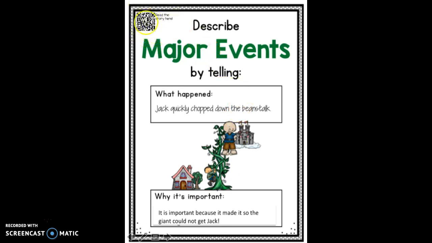So if you want to listen to the story so you know a little bit more about it, go ahead and scan this QR code right here. So describe major events by telling what happened and make sure it's something important that happened.